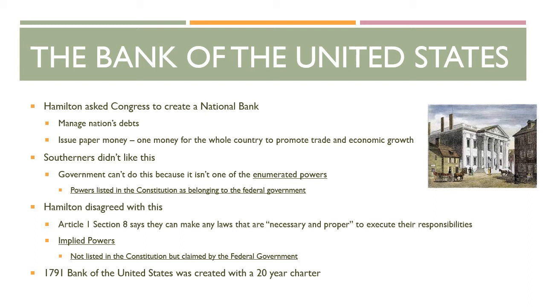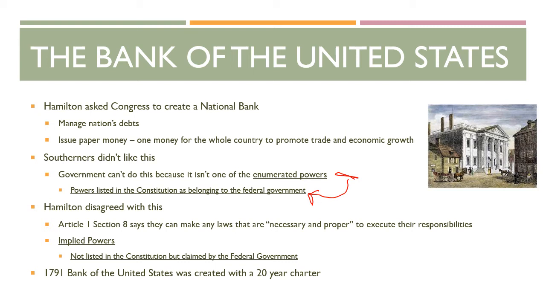Now, the Southerners were not happy about this idea of making the Bank of the United States, because the Southerners were all about the states' rights. And they said the government can't take more rights. They can't just do this because it isn't one of the enumerated powers. And enumerated powers is just a big fancy word for saying the powers that are actually written down, that are actually listed in the Constitution as belonging to the federal government. So if it doesn't say you can do this, then you can't do this.